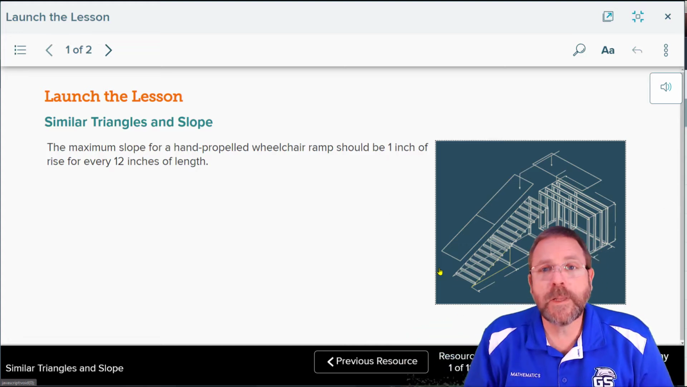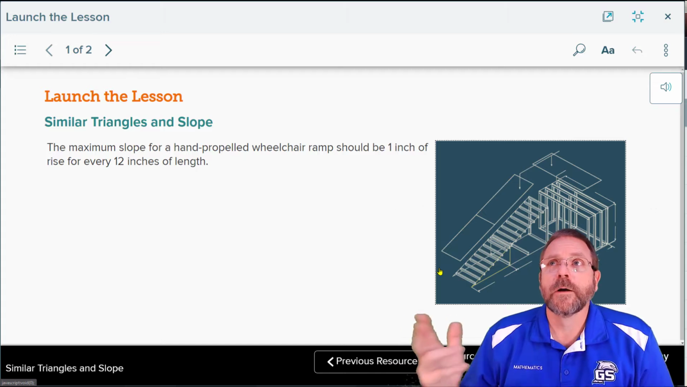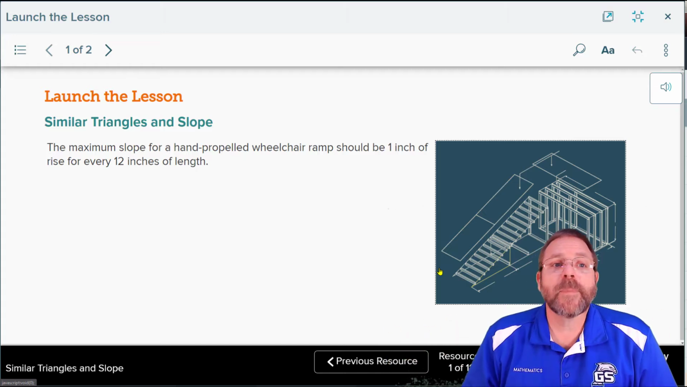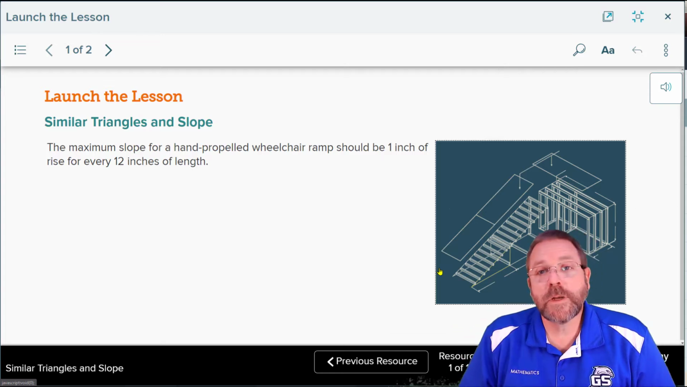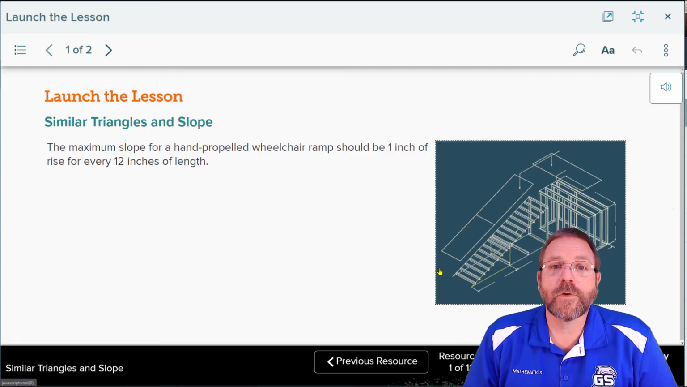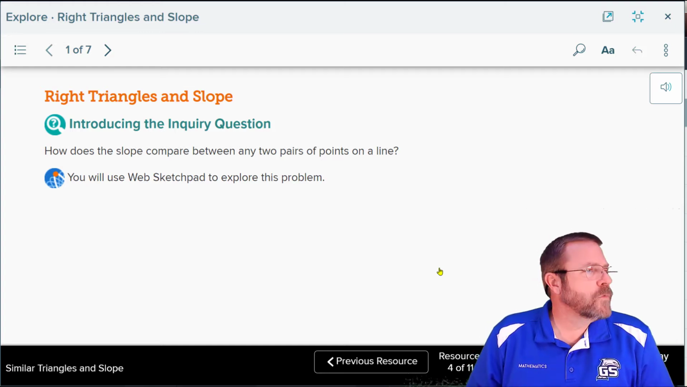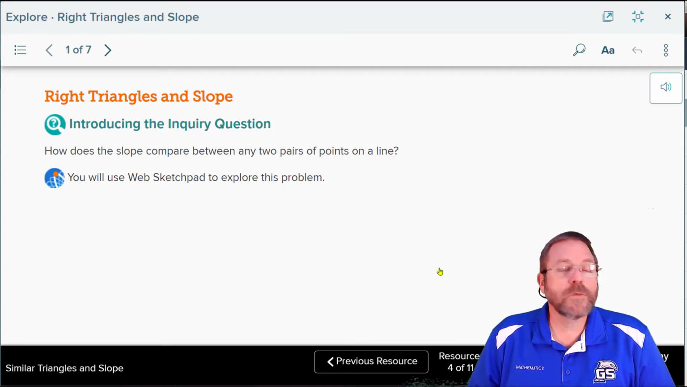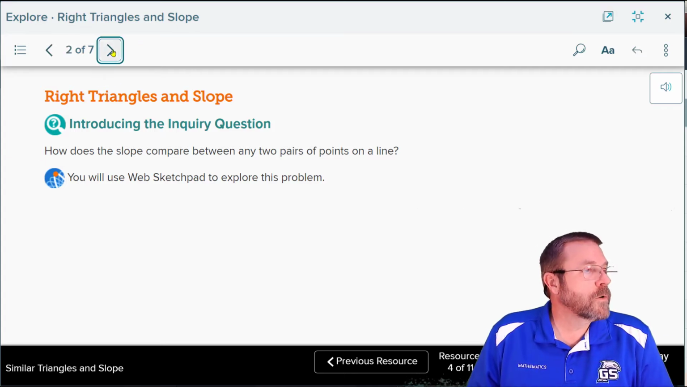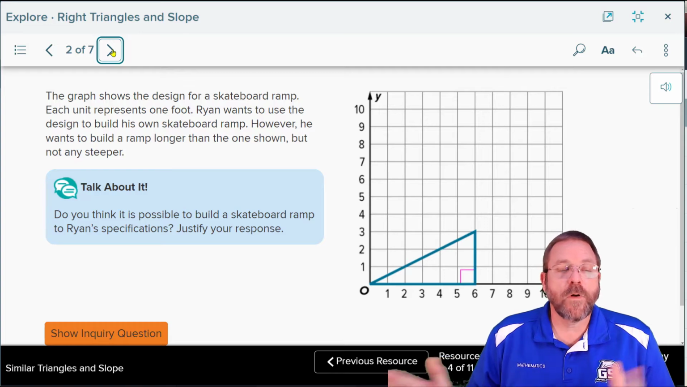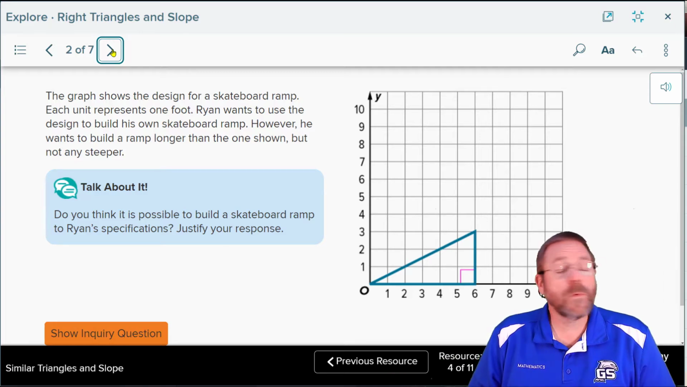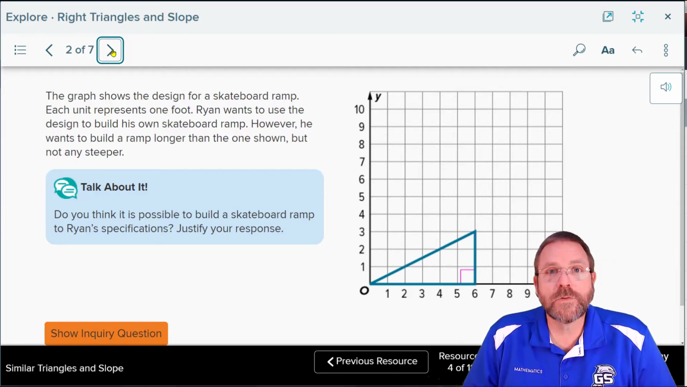But they did meet the requirements for the Individuals with Disabilities Act, because the slope of their ramp was no more than a rise of 1 inch for a run of every 12 inches. Now, our inquiry question asked, how does the slope compare between any two pairs of points on a line? Well, we've talked about that in the previous lesson and gave all kinds of definitions for slope, and here we're going to look at it involving a right triangle.